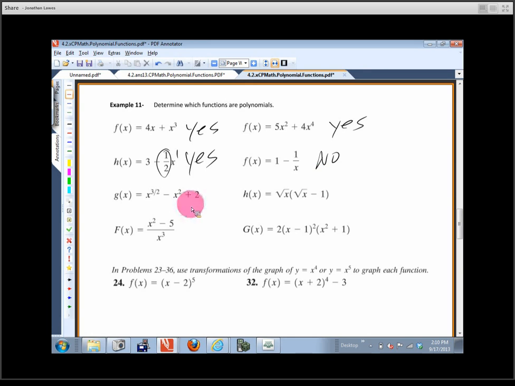How about this one? See that right there? That's the problem. That is a square root of x cubed. Can't have any roots in a polynomial. Okay, so this one is a no. How about this one? Also a no for the same reason. How about this one? Maddie Gainey is shaking her head, and that's correct. Okay, this one is a no.